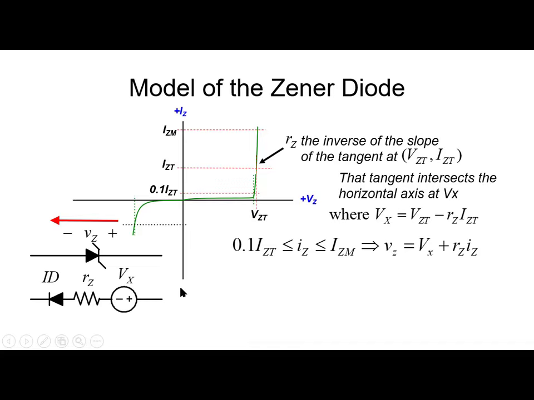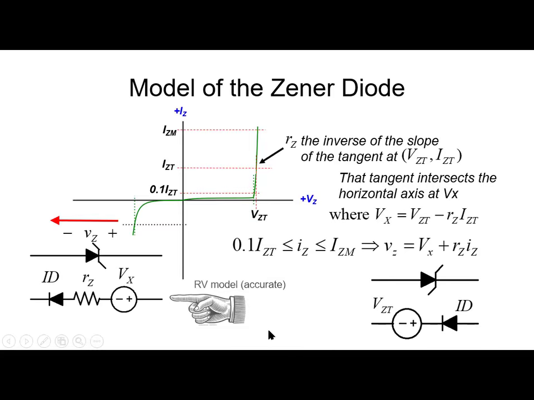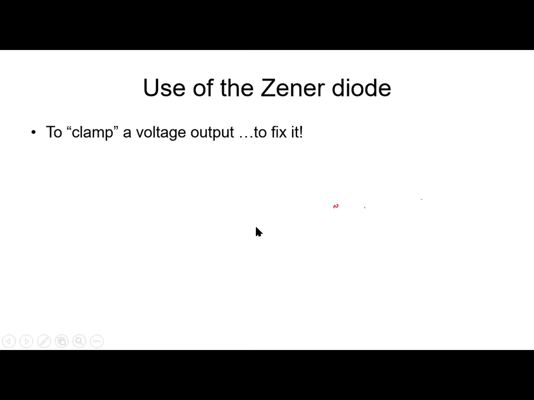Sometimes, when we want an approximate solution to the circuit, we simplify the solution and say, let me assume that this line here is perfectly vertical. In that case, the slope is infinity, Rz is 0, and this model becomes the simplified one on the right. This is the more accurate one, the RV model, and the one on the right is the approximate one, the V model.